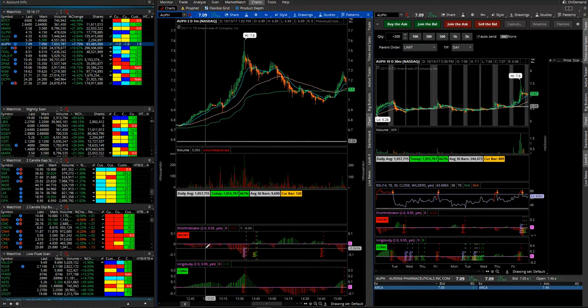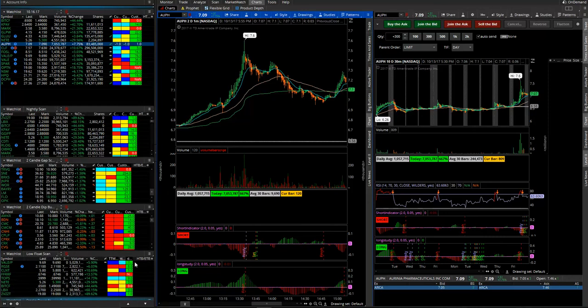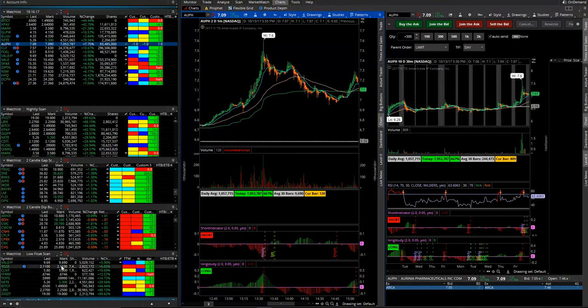Now, the number one play right now in the market is low float runners. Okay, stocks that are low float. So you're going to say, Wilma, what does low float mean? And let me add a column. So I'm going to right click, hit customize. I'm going to type shares, and I'm going to add this, move this up right next to volume. Hit OK. So low float means the number of shares available to trade at any given time.